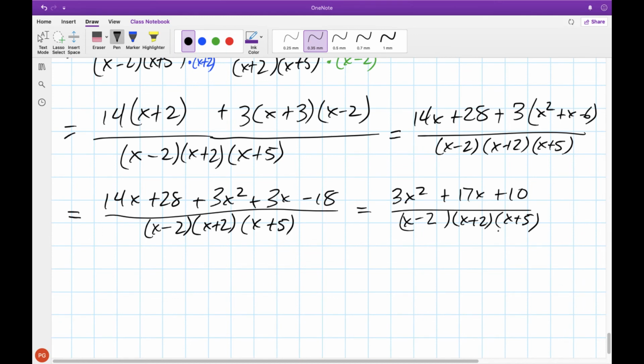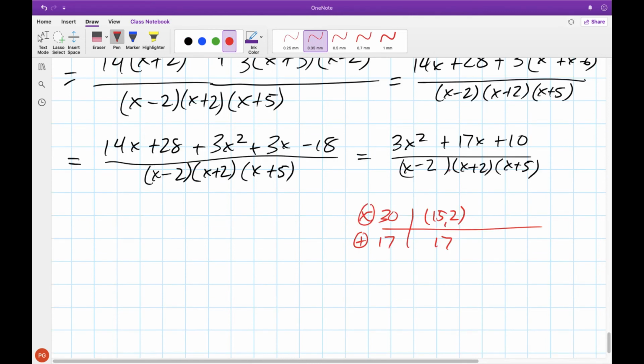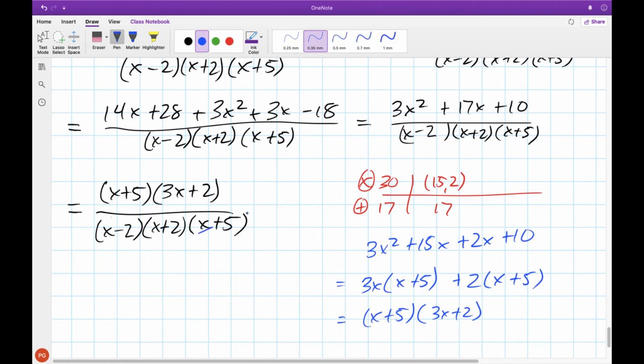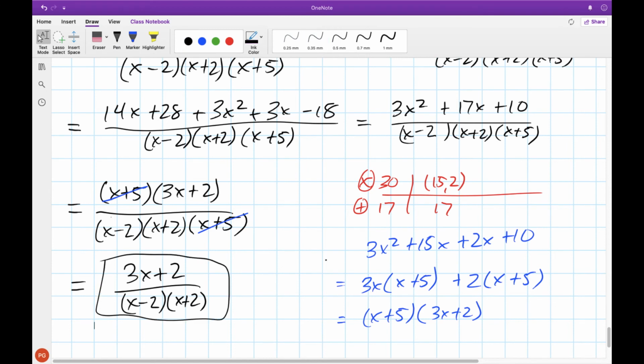Now you might think we're done, but we've got one more step of simplifying because this top part can be factored. Using the numbers 15 and 2, this is a hard trinomial. We factor the first two and the last two. We've got a common factor at the start and the end, and now we have our factored form of our top, and we can in fact cancel some of these factors to get this as our final result. That was a tough one for sure.